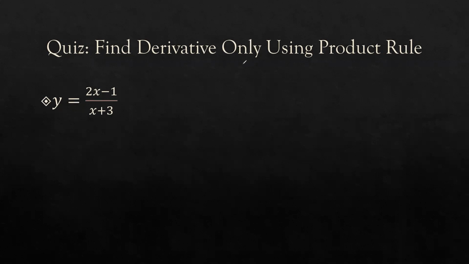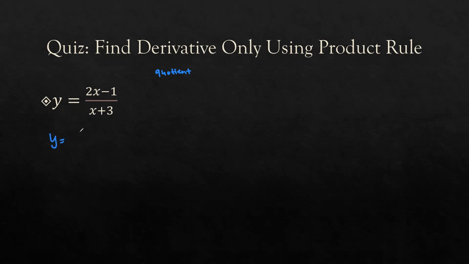Okay, so notice it says derive only using product rule. Later on, this is a quotient, right? It's in a fraction. You could have used the quotient rule, which will be in the next lesson, but I have not taught you that. So we're just going to use the product rule, and sometimes it is easier to use the product rule versus the quotient rule if you can.